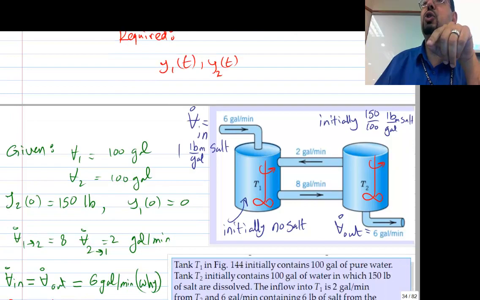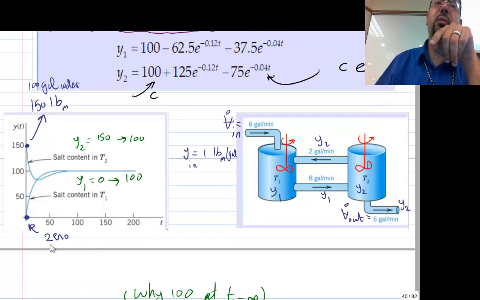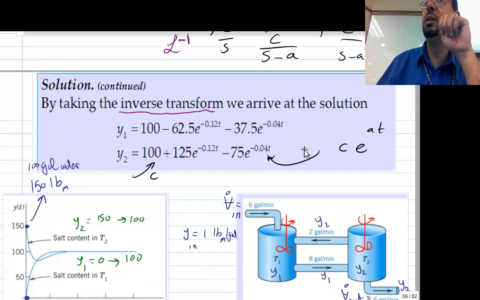Let me jump to the solution to show you. The solution would be: tank 1 starting from 0 eventually becomes 100. Tank 2 starting at 150 will do something like this and then go to 100. We want this equation. Okay? It's important to find y1 of t and y2 of t. This is the solution that we are after. So how are you going to get that?